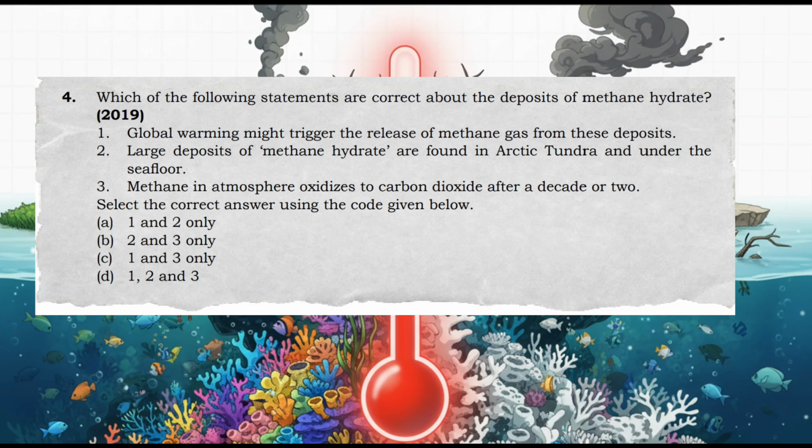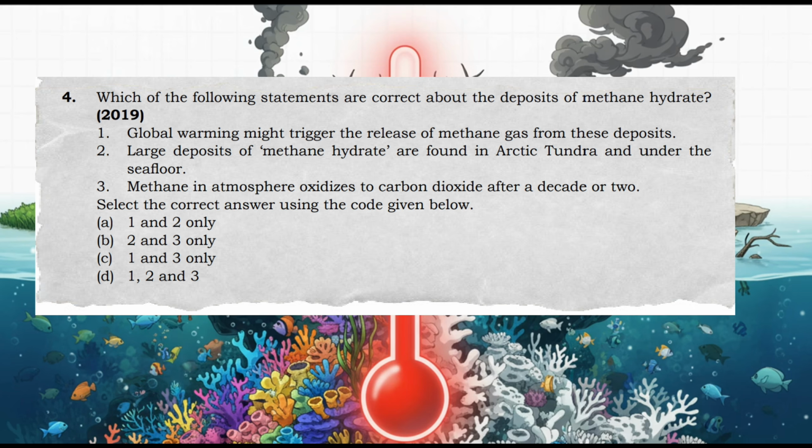Which of the following statements are correct about the deposits of methane hydrate? 1. Global warming might trigger the release of methane gas from these deposits. 2. Large deposits of methane hydrate are found in Arctic tundra and under the seafloor. 3. Methane in the atmosphere oxidizes to carbon dioxide after a decade or two. Option A, 1 and 2 only. Option B, 2 and 3 only. Option C, 1 and 3 only.